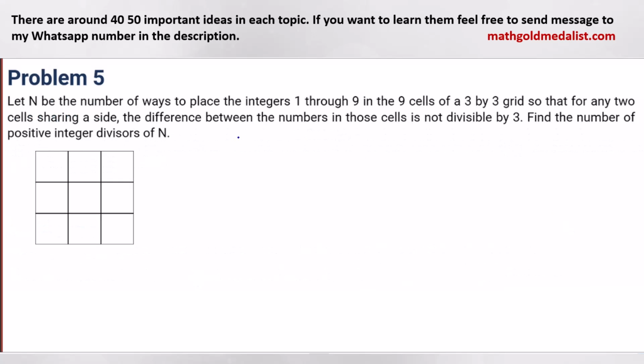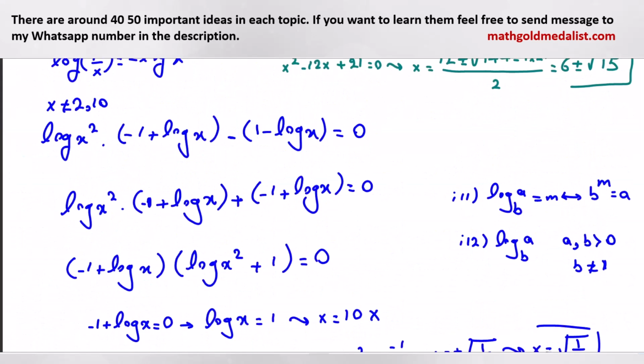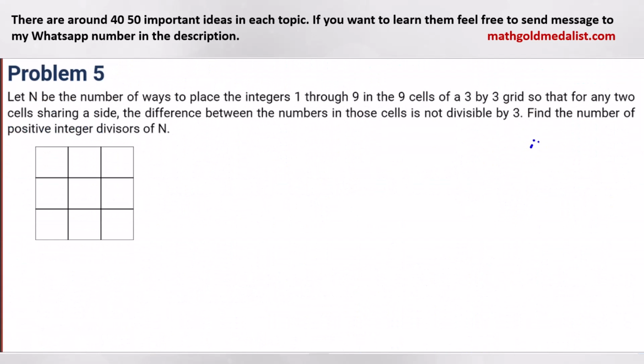Okay. In this problem, because we should consider only divisibility, their difference between the numbers in those cells is not divisible by 3. So we should consider mod 3, all things mod 3, idea 12, idea 13. Sometimes you should consider all things, for example, here mod 3. So we have 3 zeros, 3 ones, 3 twos. Okay? So if we determine, for example, 0 be here, here, here, for example, 1 here, 2 here, 2, 1. It is one good case, okay?